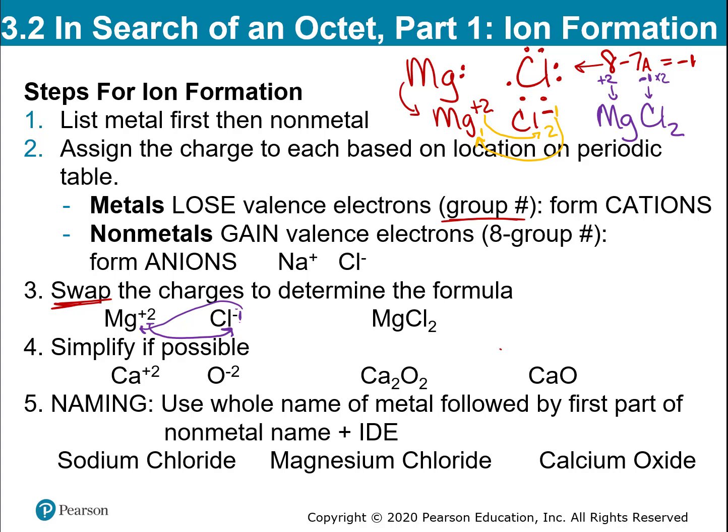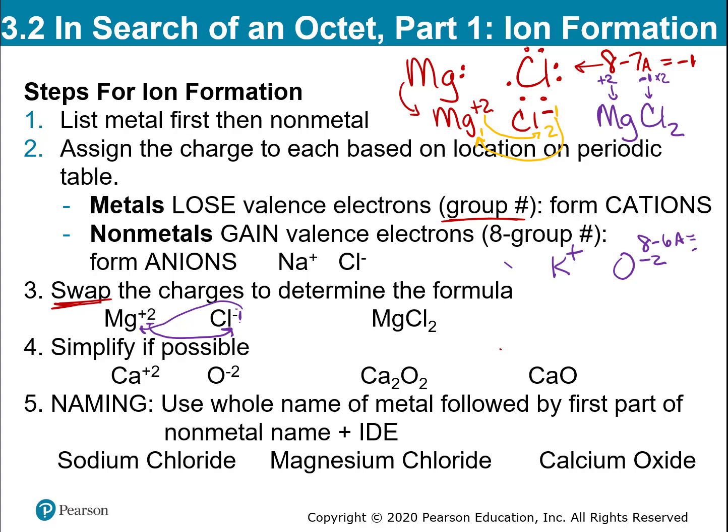Okay, let's try another one. All right, so let's do potassium and oxygen. So you tell me, look at the periodic table. Potassium, what's its charge going to be? It's a +1, right? So potassium's in group 1, so it's a +1. What's the charge on the oxygen going to be? It's got 6, so 8 minus 6 tells you it's a -2, right? So remember that you're going to take 8 minus 6A, tells you it's a -2. So that's how you determine the charge.